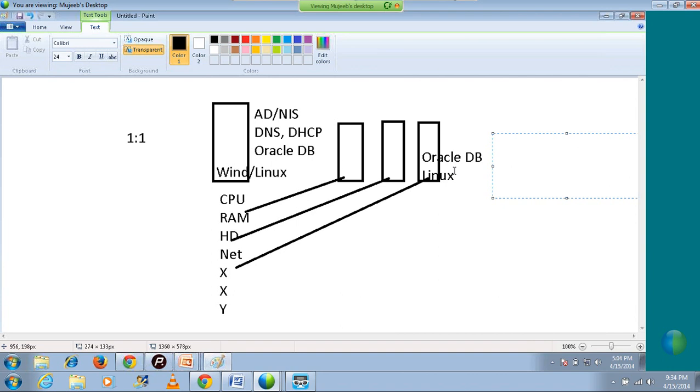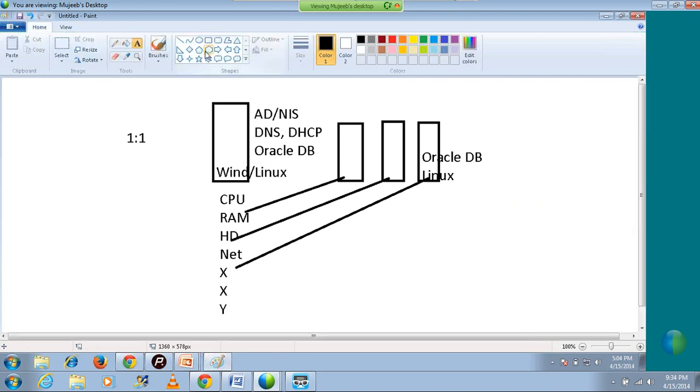Now let me change the scenario. Now my application, the Oracle database, and my operating system, Linux, are not running on a physical machine, but they are running on a virtual machine. I have a physical server on which virtualization is implemented, and then you have virtual machines here, and your Linux and Oracle database is running on a virtual machine.